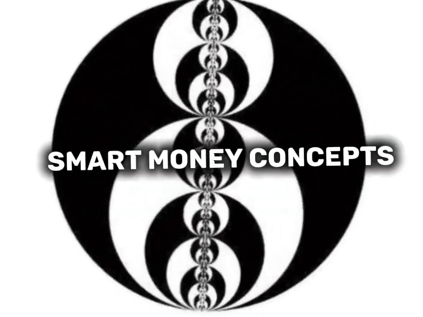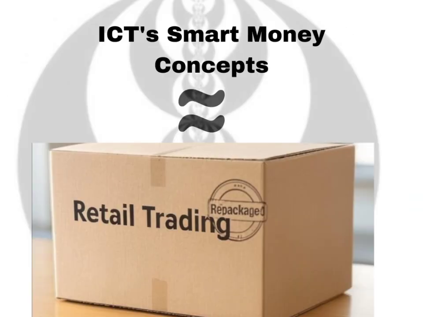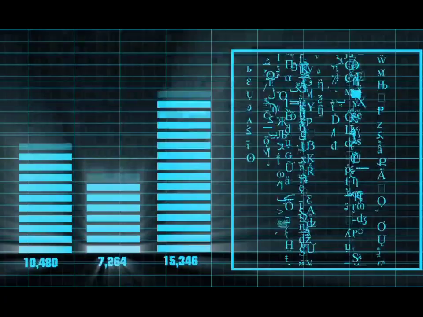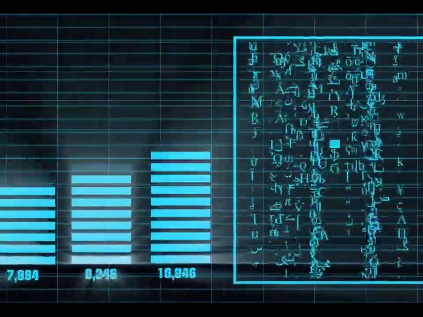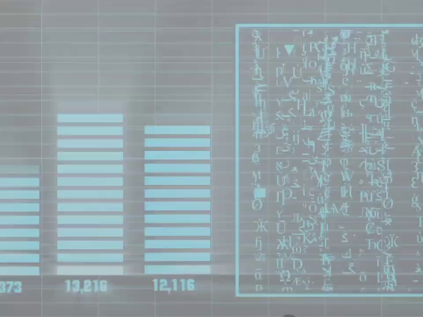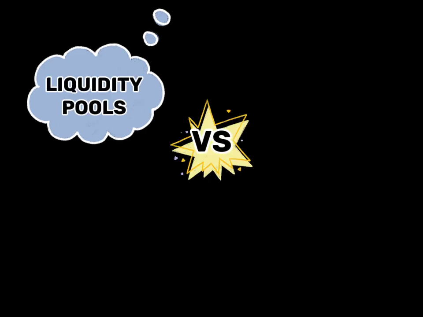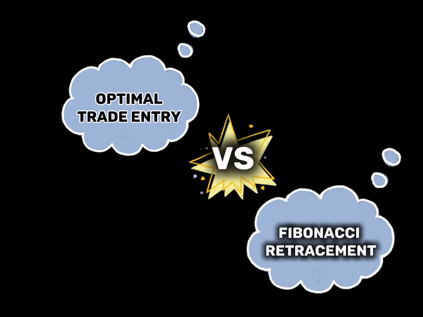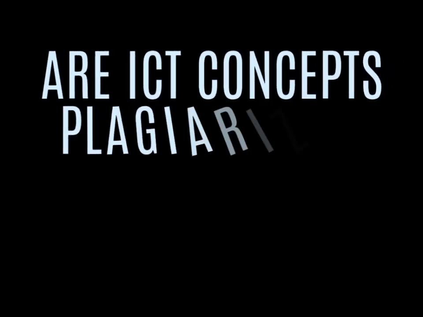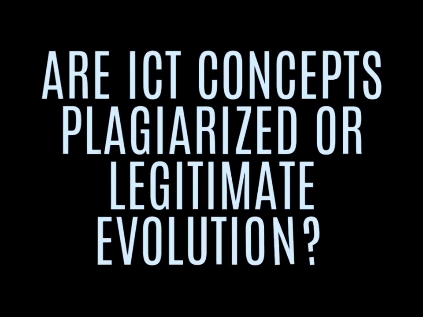Is ICT's smart money concept just retail trading repackaged? Or is it a revolutionary way of understanding how markets really work? In this video, we'll compare the similarities and differences between retail trading strategies and ICT concepts. We'll explore concepts like order blocks versus supply and demand, liquidity pools versus double tops, and optimal trade entries versus Fibonacci retracements. And dive into the big question: are ICT concepts plagiarized or a legitimate evolution?